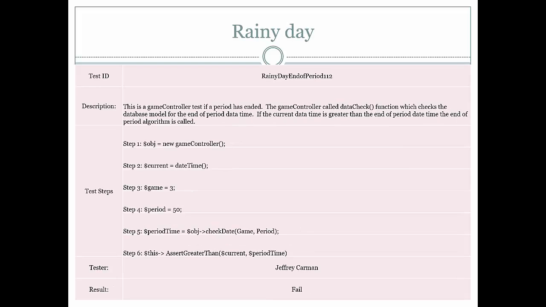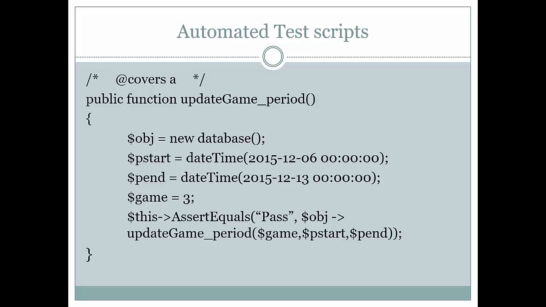Here is a rainy day for end of period for the exact same test case. Here for the test steps, we set up for step 1 the object for a game controller. We get the current date time. We get the game equals 3. And here we select period equals 50, which is higher than the highest period the model has. So period time equals the object check time. Now here we assert that the current date would be greater than the period time, and this fails.